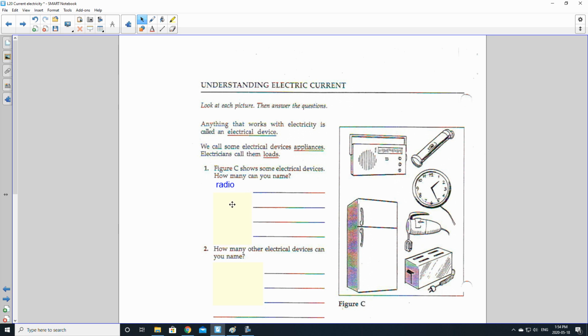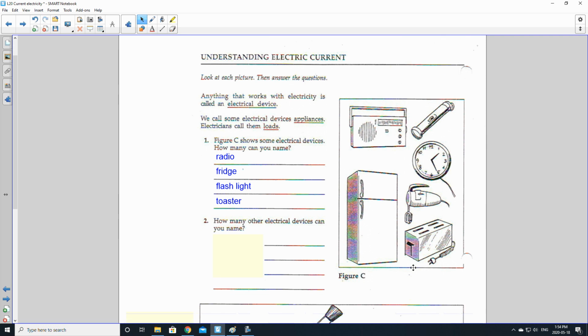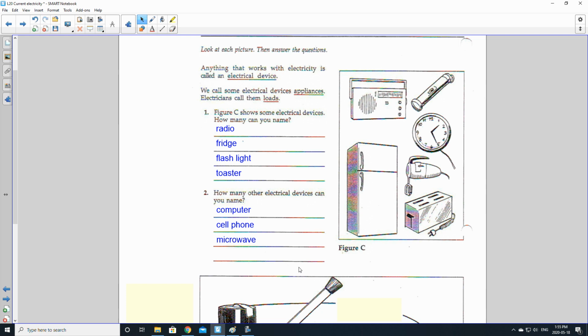So for example, I see a radio, I see a fridge, I see a flashlight, and I also see a toaster, I also see a clock and a blender. How many other electrical devices can you name? You can probably name a whole bunch. Think of anything that takes a battery or anything that's plugged into a wall outlet. We could think of a computer, a cell phone, a microwave, and so on. There's all sorts of electrical devices.